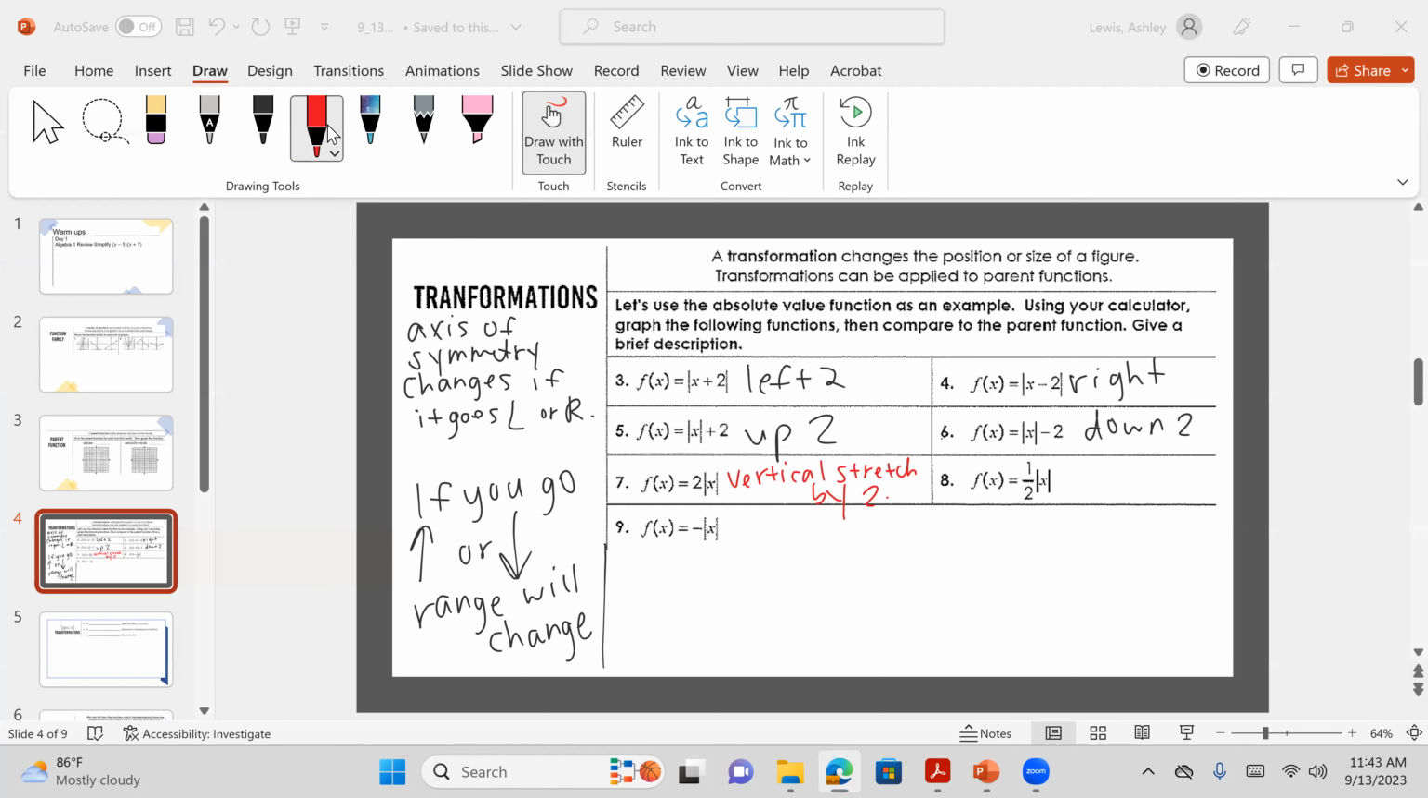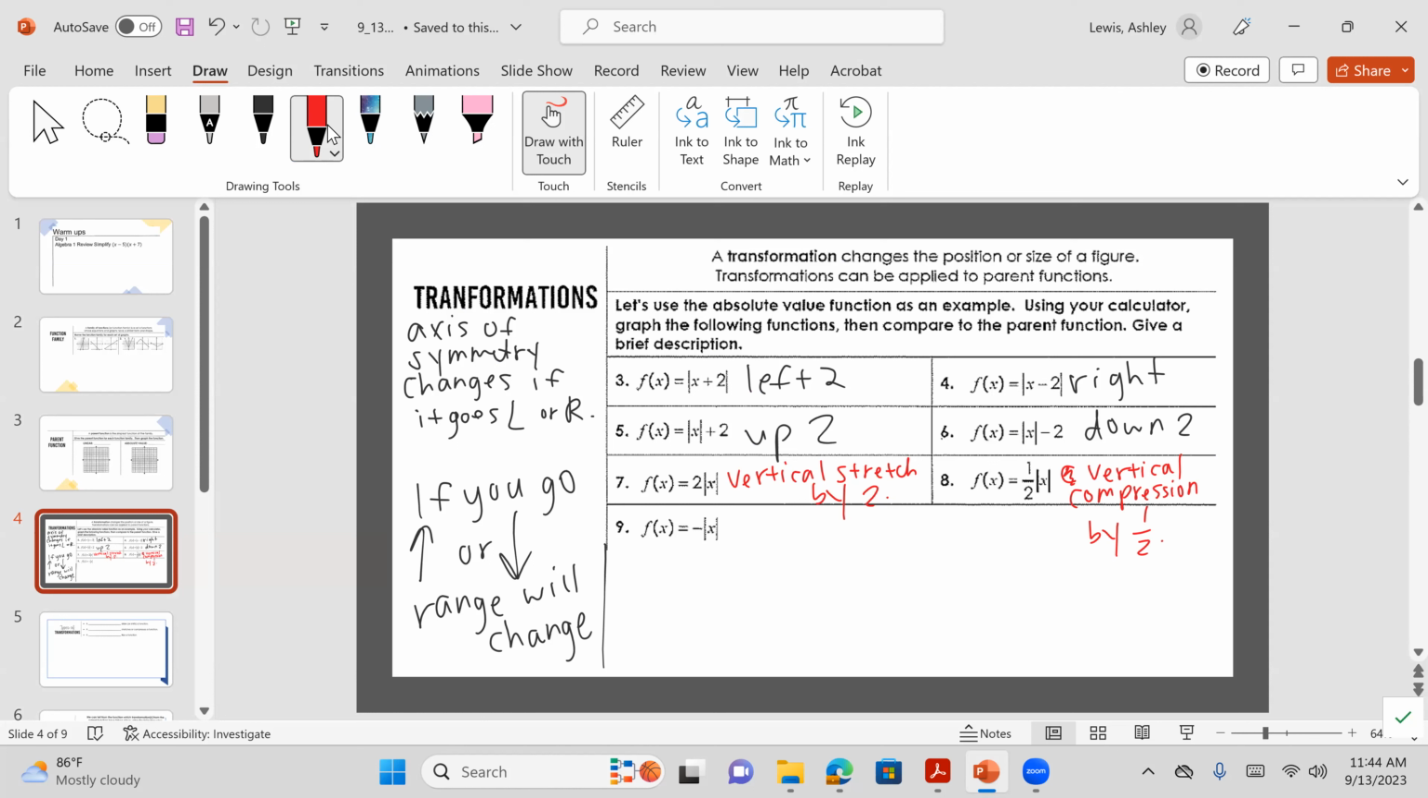So in this box, you're going to put vertical compression by 1/2. And these are for numbers between 0 and 1. Remember, if it's negative, that doesn't do anything. All it does is flip it. If it's negative, it doesn't affect how skinny or wide it is.